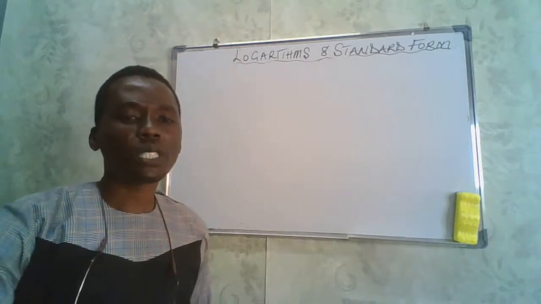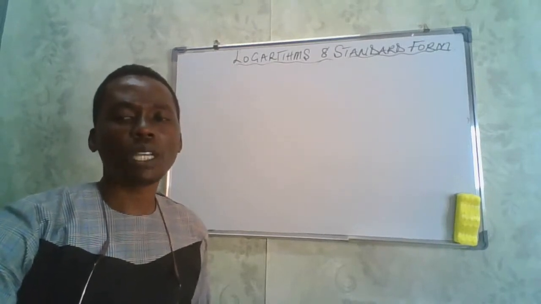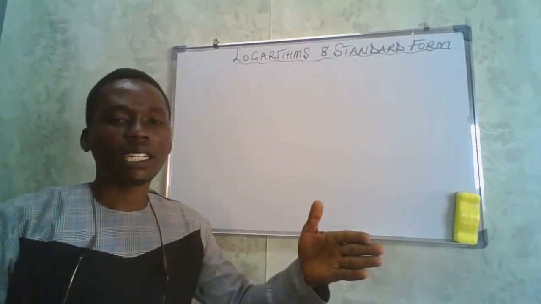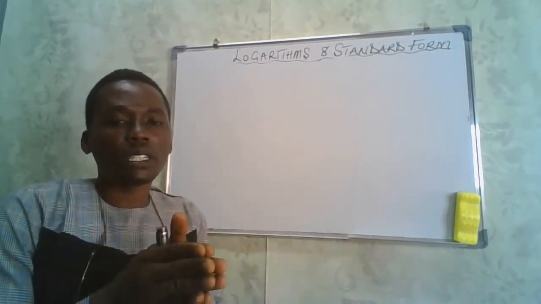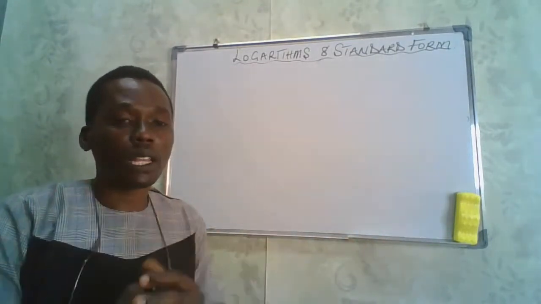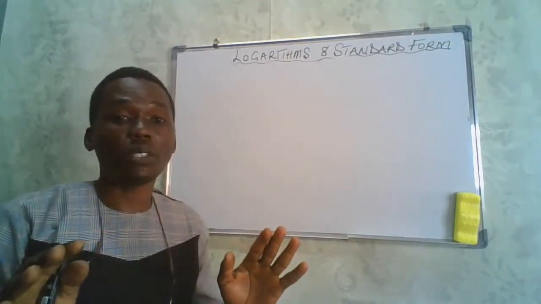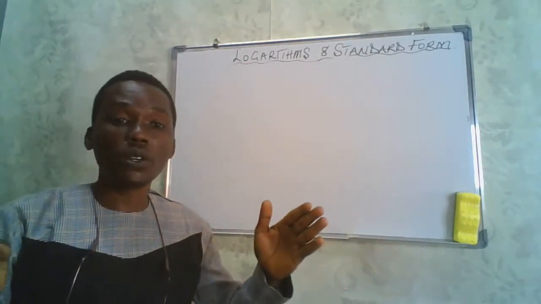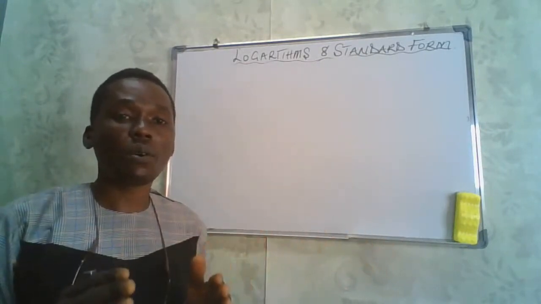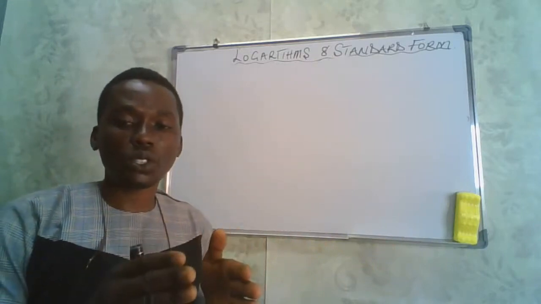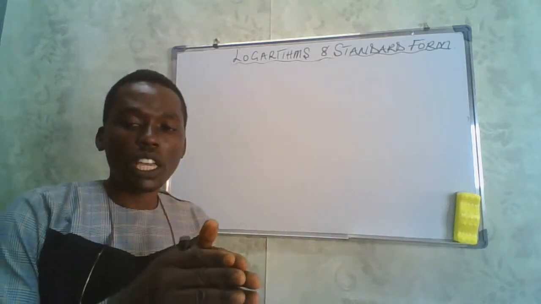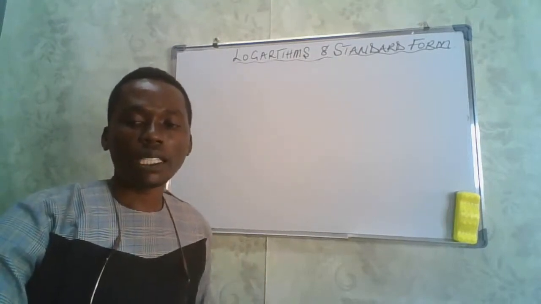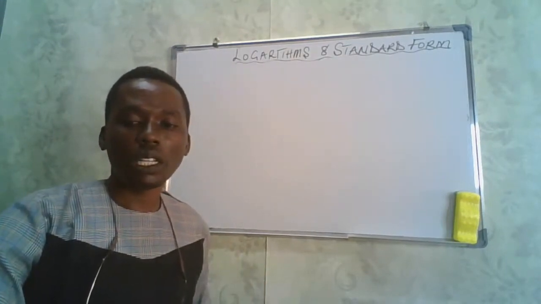Now, when we talk about standard form, we are talking about a method that is used to express very large or smaller numbers into a much simpler term. And that is what standard form is all about. When you have very large numbers in their millions and billions, standard form can help us express such numbers in smaller form.